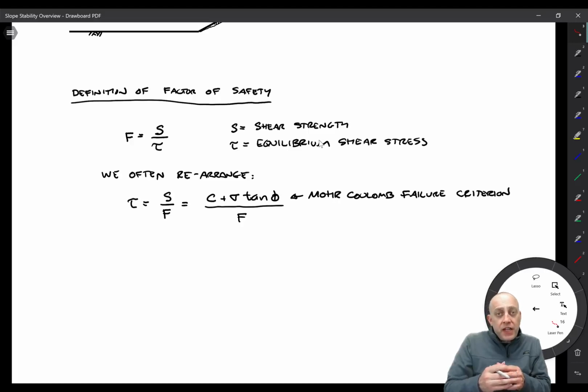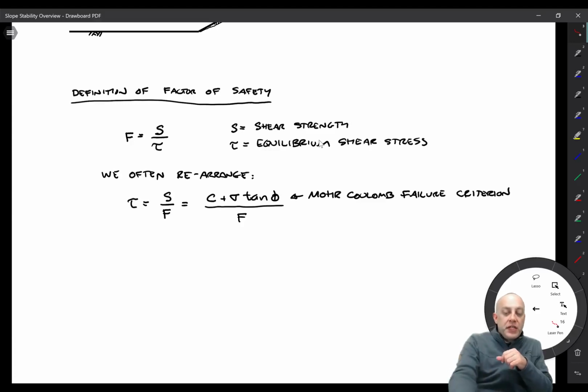That's different than the factor of safety you might get from a foundation problem, which would be the amount of vertical pressure you can apply to the ground surface divided by the amount of pressure that would be required for that bearing failure to happen. So it's a little bit different in terms of these definitions.